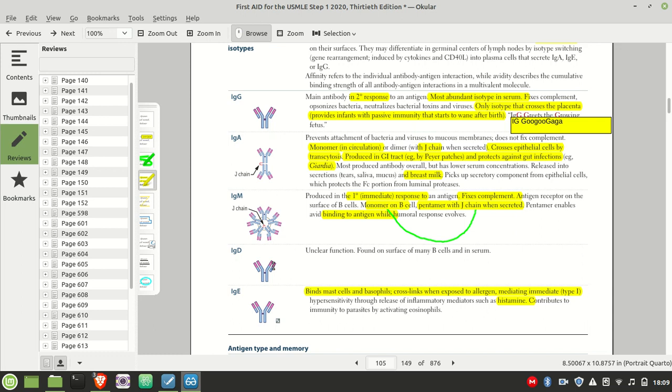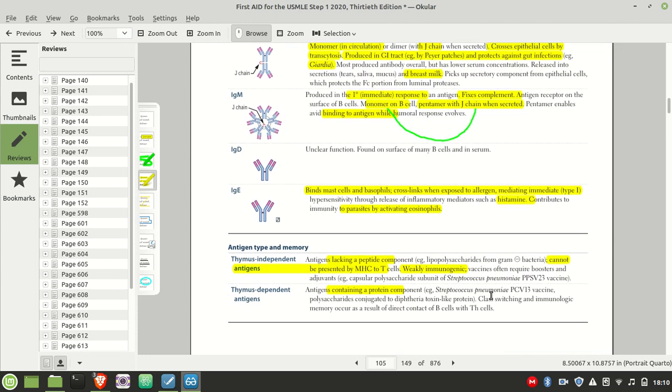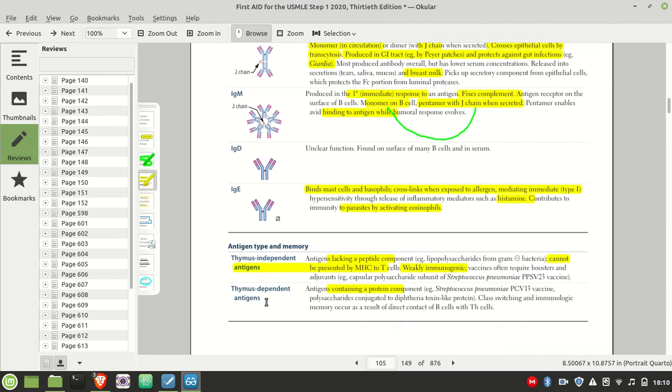Okay. IgD, we saw how on the coding strand it's right there with IgM. What it does, I can't really tell you. And neither can First Aid. And then IgE, everyone knows, mast cells, basophils, cross-linking really quickly, releasing histamine. Activates eosinophils. How can you remember that? E for eosinophils.